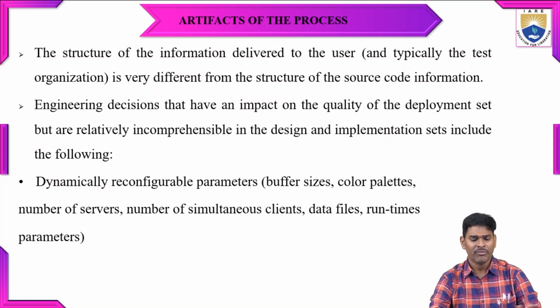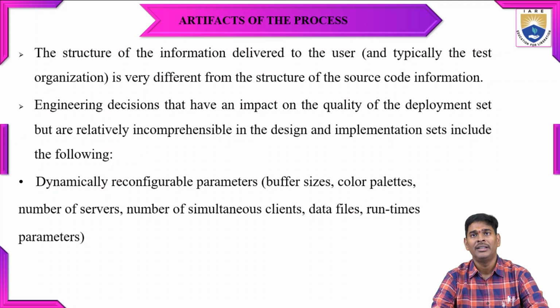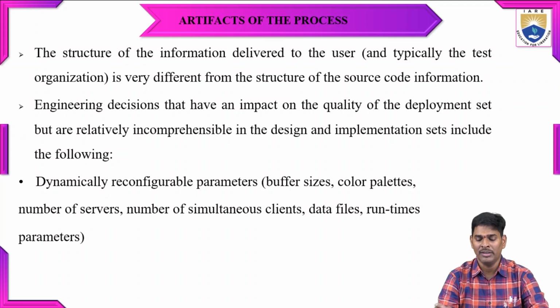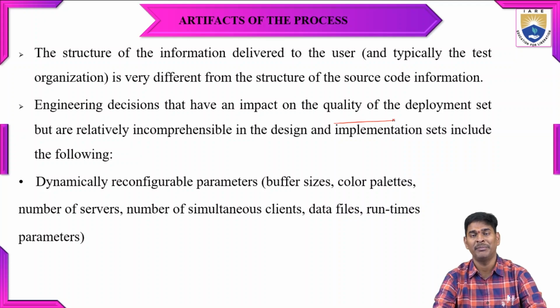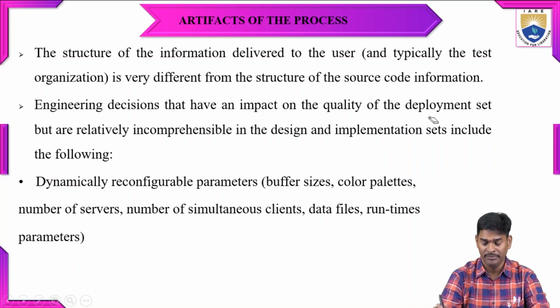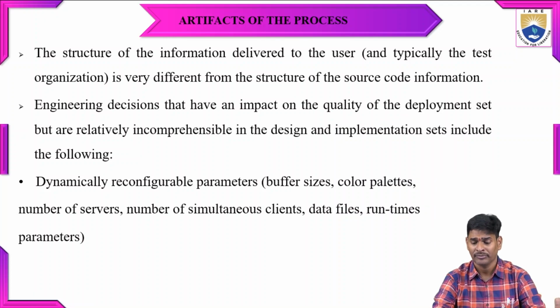The first one is the structure of the information delivered to the user. When you're taking the implementation and the deployment, the structure will differ when we have different types of artifact sets here. For the test organization, we need to use different types of structures of the source code. The programming languages will differ based upon the organization. The next one is engineering decision. Engineering decision is very important because they are going to concentrate on the quality of the deployment set. Mainly they should not compromise on the quality. They need to improve the quality during the final stage, that is the deployment set here.